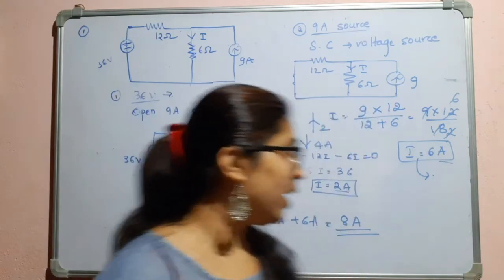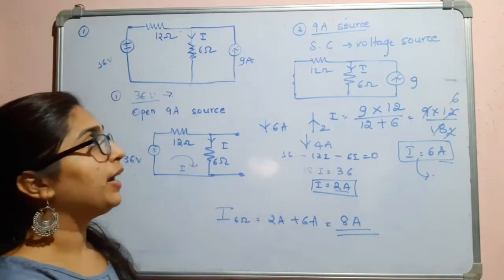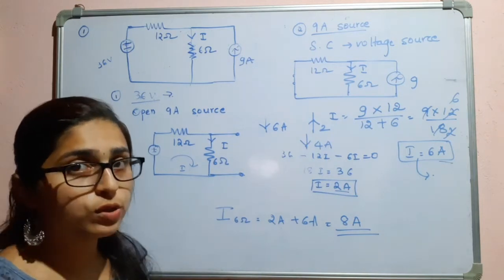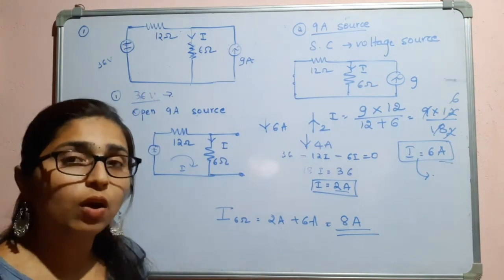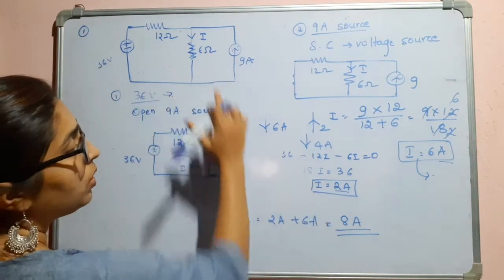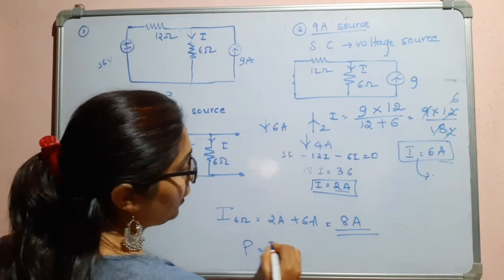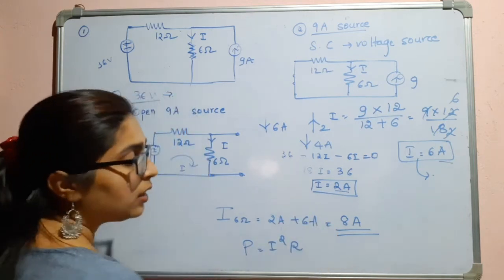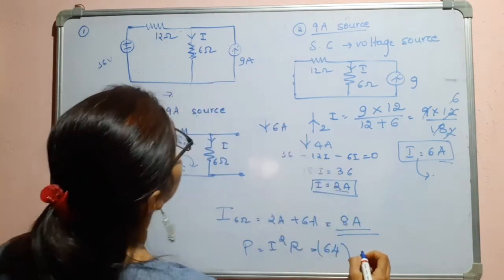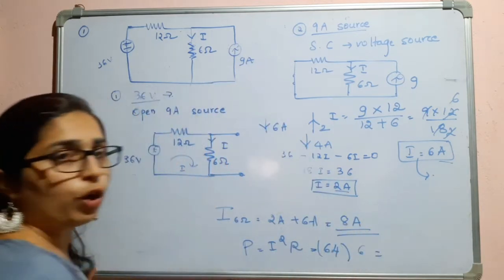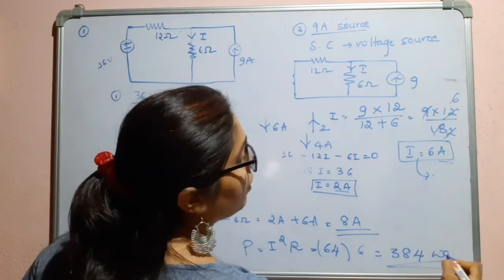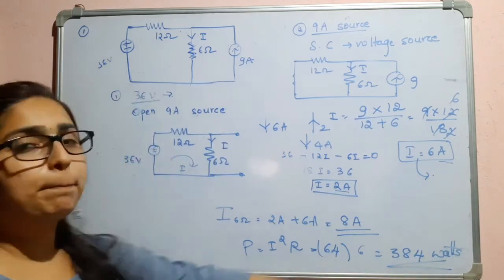So now we have to see whether we can find the power also using the superposition theorem, whether it holds good for the calculation of the power or not. Okay, so now 8 ampere and 6 ohm. You know power will be equal to I square into R. So this will be 8 square, 64, into 6. So what will be your answer? It will be 384 watts, right? 384 watts. This is the power.